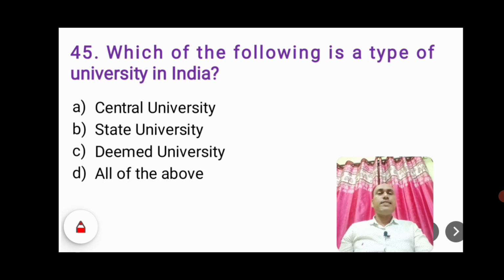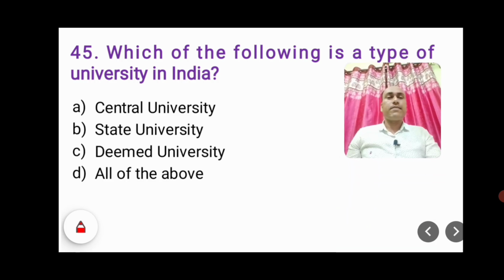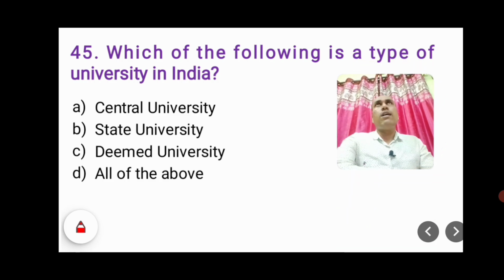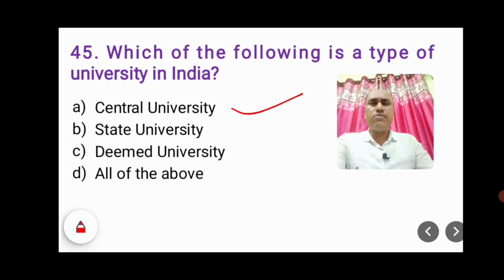Which of the following is a type of university in India? This question is from the chapter of higher education. Central university is a type of university, state university is also a type, deemed university is also a type. So answer will be all of the above.